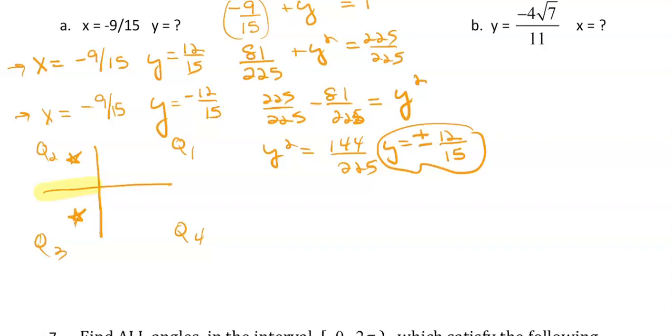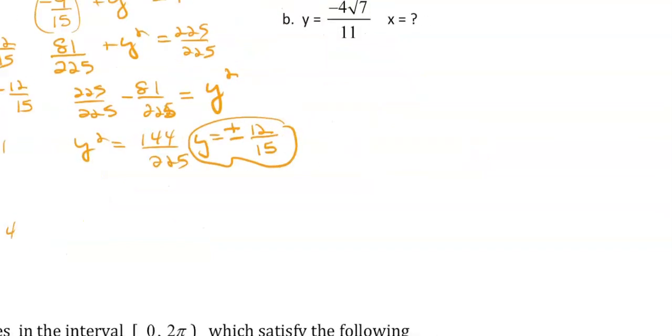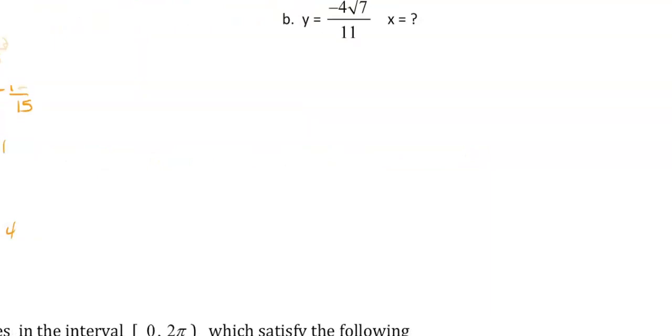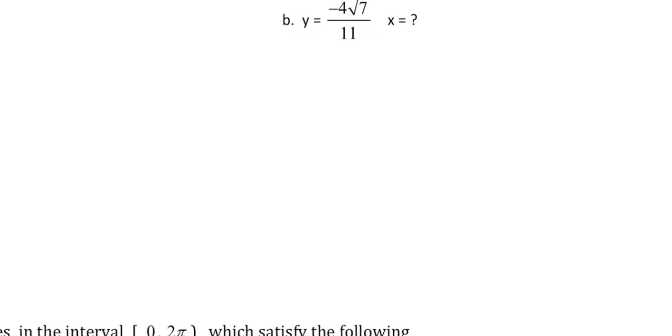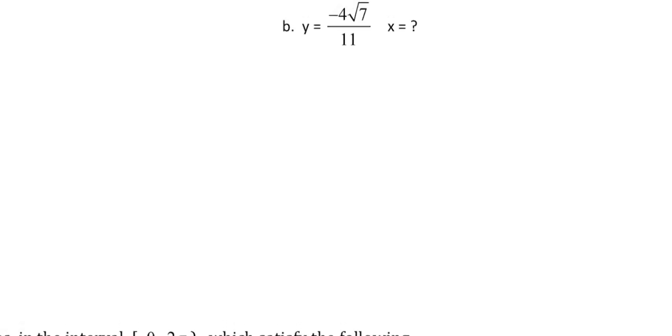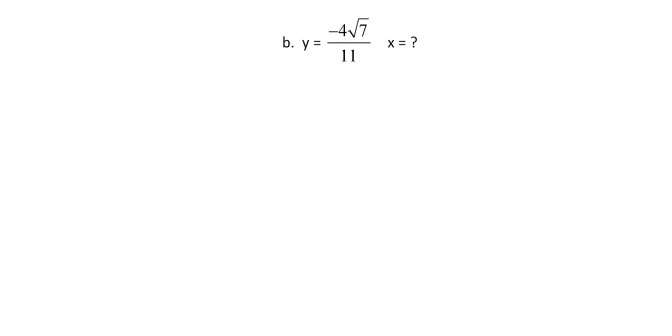So let's go on, and we're going to answer the B part of this question. Let me just get rid of some of this so it's not in our way. Okay, and let's go for B. Same general idea. I know that y is negative 4 radical 7 over 11, and now my question is, well then what is x? So do the same thing. They're on a unit circle. So x squared plus negative 4 root 7 over 11 squared has to equal 1.